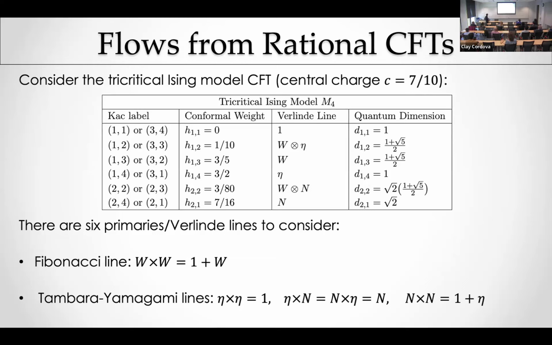What you need to know about this theory is that at the fixed point, there are the following interesting non-invertible symmetries. There is a Fibonacci symmetry, a line W that obeys W times W is 1 plus W. And there is also what is called the Tambara-Yamagami symmetry. The non-invertible fusion there is N times N is 1 plus eta, where eta is the Z2 invertible symmetry of the tricritical Ising model. So that's the symmetry of the system. We are going to break some of it because we're going to flow out of that. So not all of that symmetry will be there.